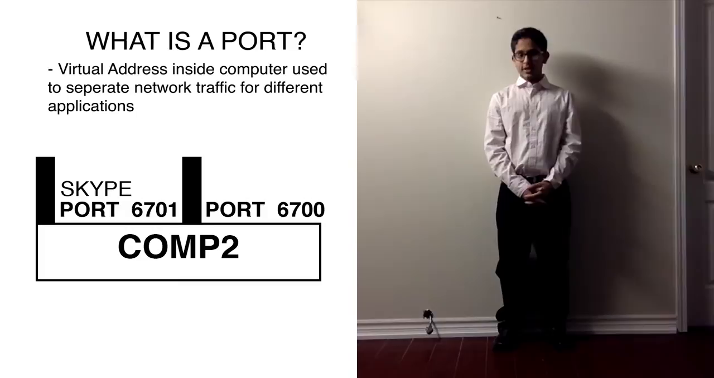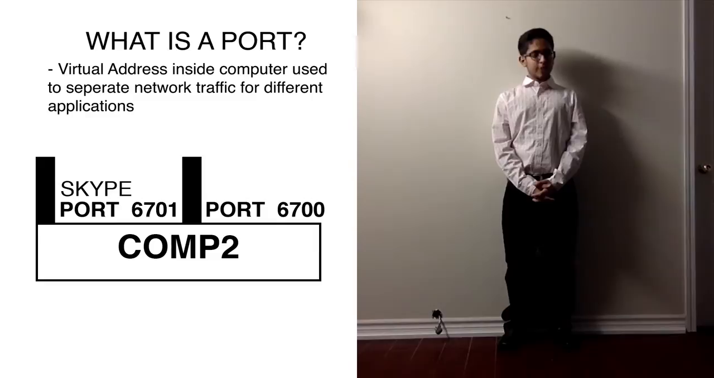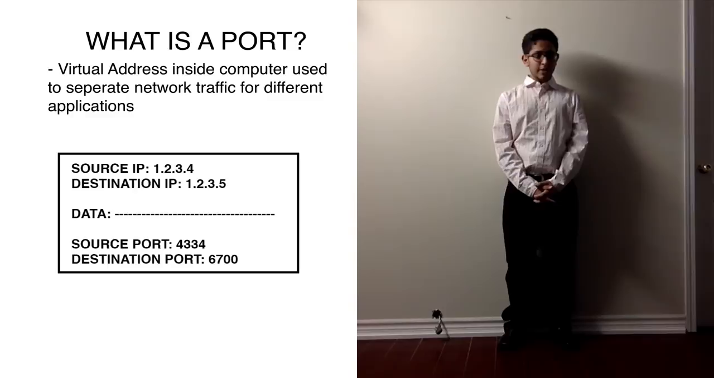In this example, we have Skype listening on port 6701. Now our H packet has finally arrived at the designated computer. And the computer has separated it based on the port it was designated for. And it's finally sent to the Skype application. Each packet also carries the designated port and the source port of the computer that it was sent from.